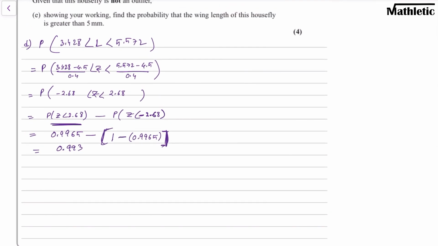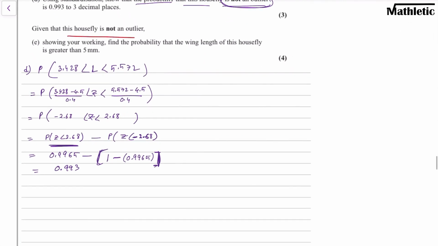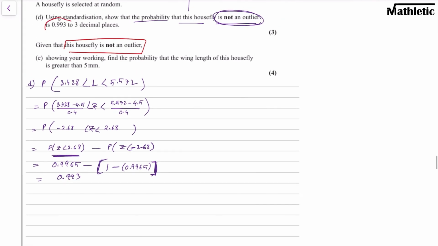For part E, given that the housefly is not an outlier, it means this is my new total. Like I said, given that situation is your new total, you need to divide by that value. You need to divide the probability by that value. So this, given that situation, should be at the denominator level. Okay, and at the numerator, the wing length of this housefly is greater than 5.